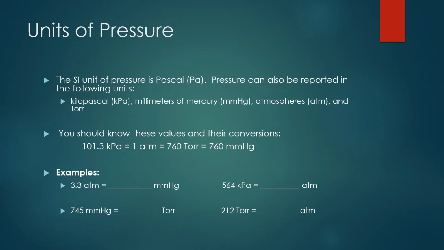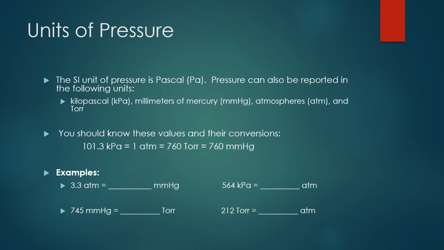So 101.3 kilopascals equals 1 atm, which is the same thing as 760 torr, which is also equal to 760 millimeters of mercury. In the examples below, I'm going to help you go through a couple of them. I will let you try two on your own, and we'll check our answers.